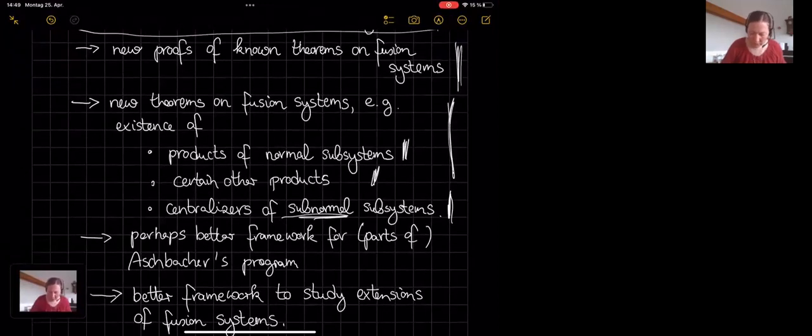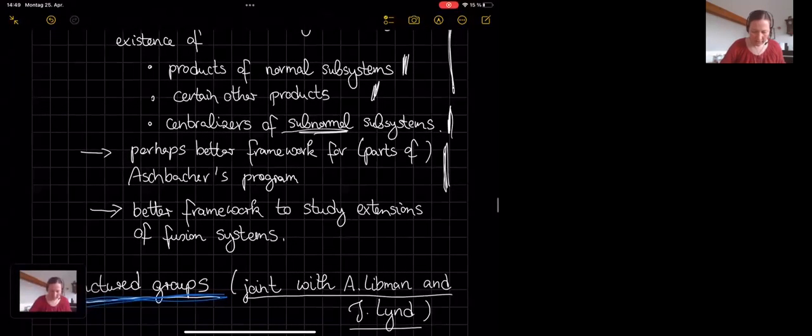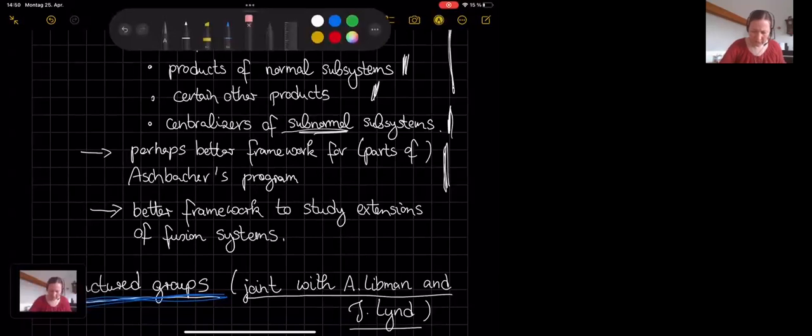Another motivation for me is that I think it gives probably a better framework for at least a part of Aschbacher's program, probably not for all parts, but at least for some parts. And I think this is probably also a better framework to study extensions, but this is also still very much work in progress.